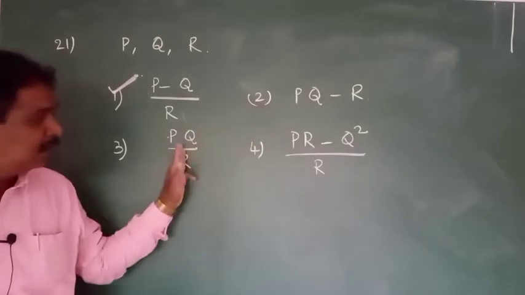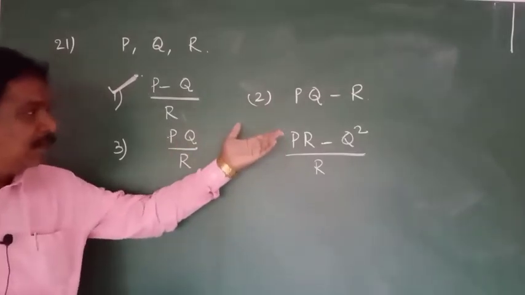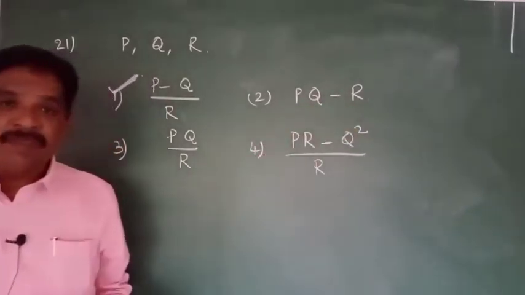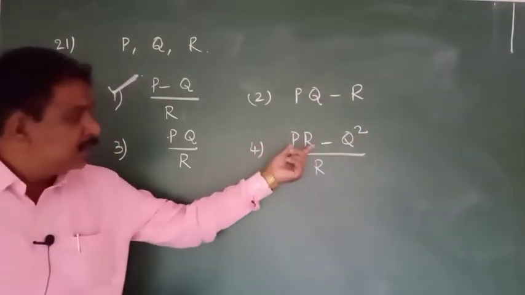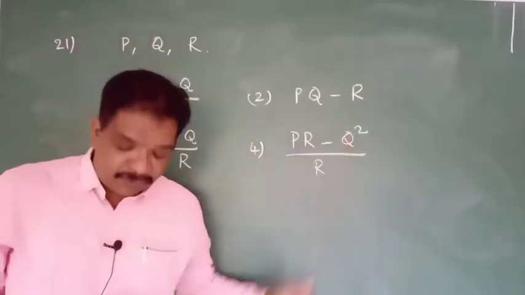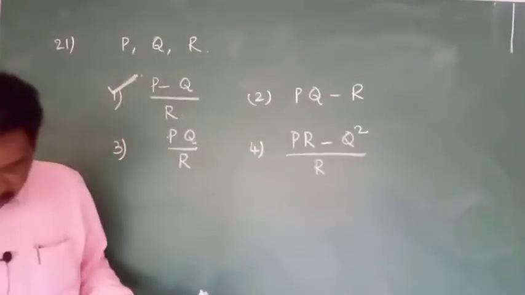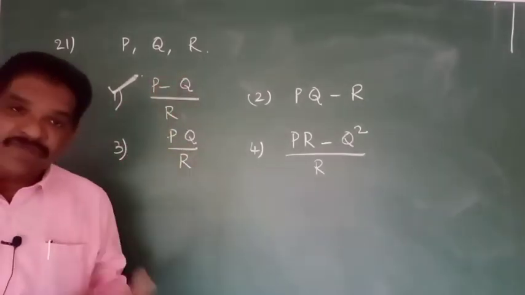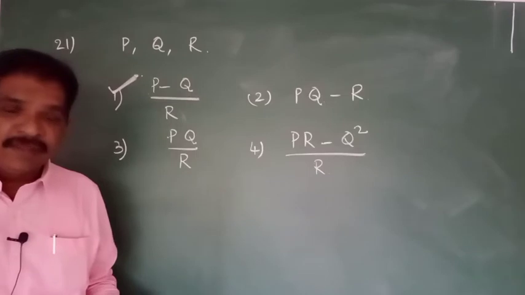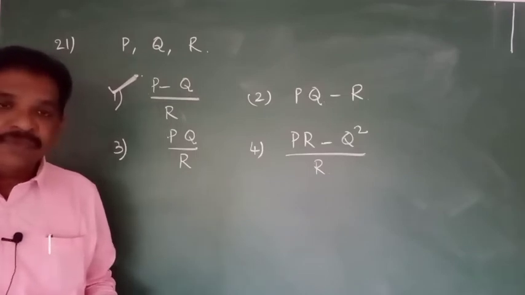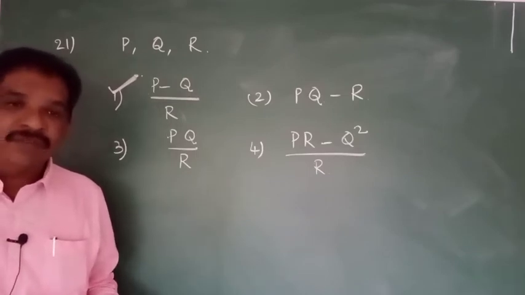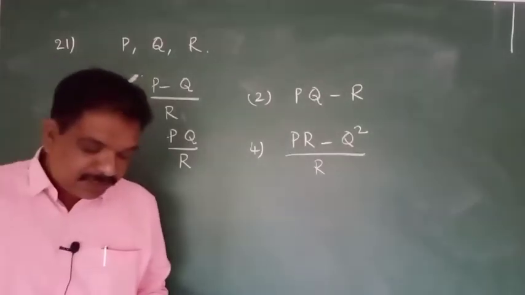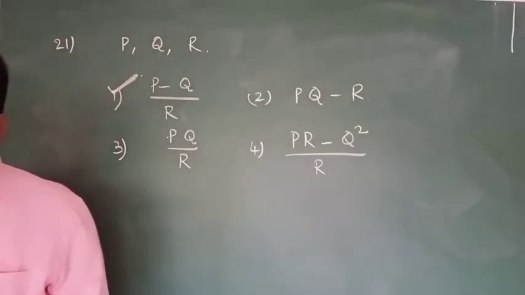All these are correct statements only. Maybe the PQ product dimensions and R dimensions may be equal. Maybe the PR product dimensions and Q square dimensions may be equal. There is a chance. But here there is no chance. P, Q are different quantities. Already they mentioned P minus Q is not possible. Clear? Next, what are the dimensions of energy they asked?